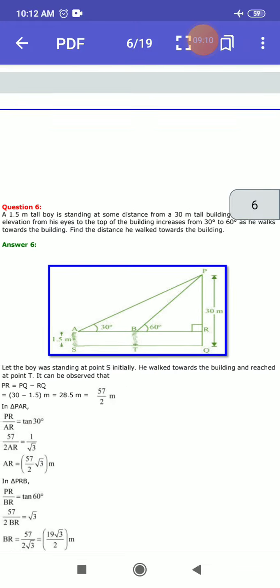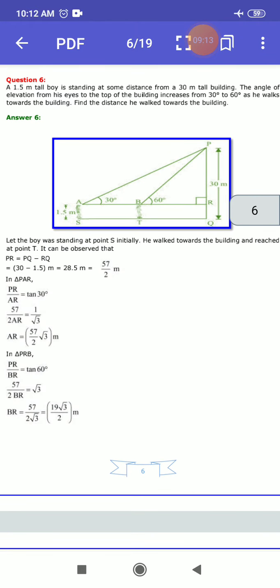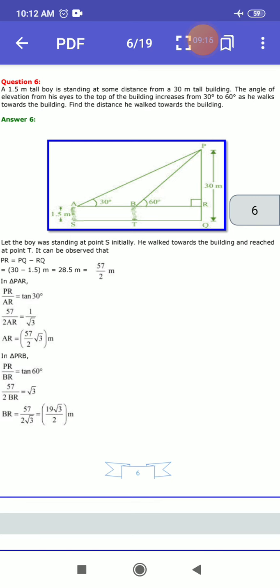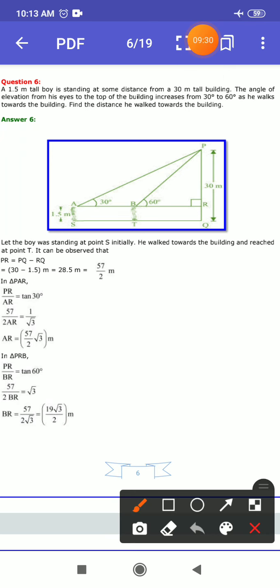The next question is: a 1.5 meter tall boy is standing at some distance from a 30 meter tall building. So here a 30 meter tall building is given to you. This is your building, the whole building is PQ. So PQ is a building and a 1.5 meter tall boy is there. So this is your boy, AS is your boy and PQ is your building.